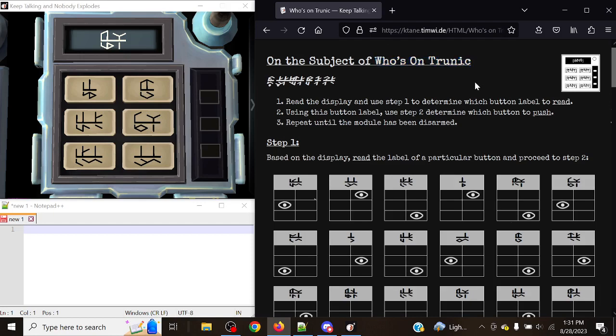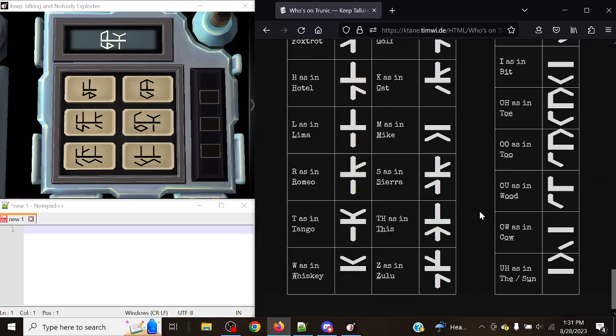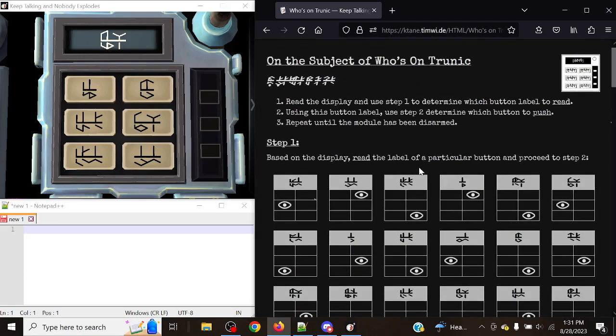This module is a bit of a pain, but it's very similar to Who's on First, for those of you familiar with the vanilla module from this game. This module itself is fairly simple to do in terms of understanding it, but it is a pain in the butt to describe to your defuser what exactly is going on. So it's basically the exact same thing as Who's on First, but in this case, there's a Trunic alphabet.